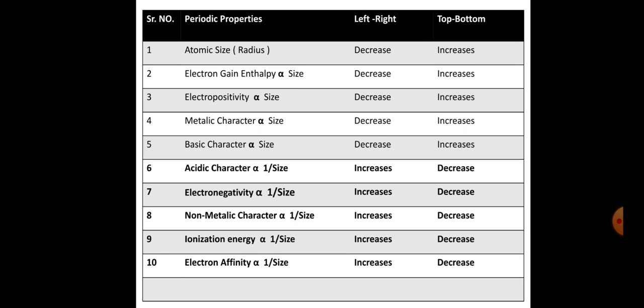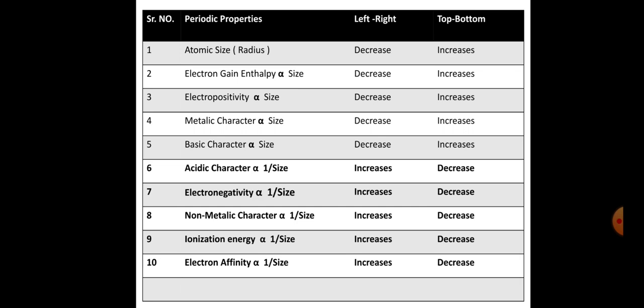Now, the next four are electron gain enthalpy, electropositivity, metallic character, and basic character. These four properties are directly proportional to size. This means that as the size decreases, the property also decreases, and as the size increases, it also increases. So, we'll take them one by one.